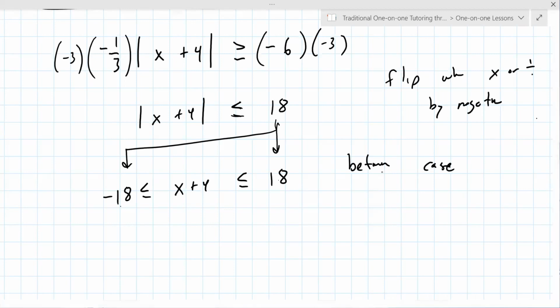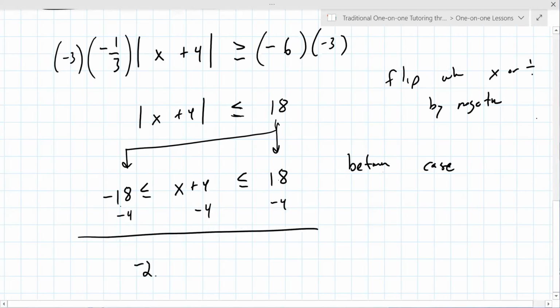All right. So from here, you subtract 4 from everything. Okay, so then -22 less than or equal to x less than or equal to 14. Yes. And then do I do anything else past that? Nope, because you got x by itself, don't you? See how there's no operators in here? There's no numbers, there's no multipliers. It's just x.